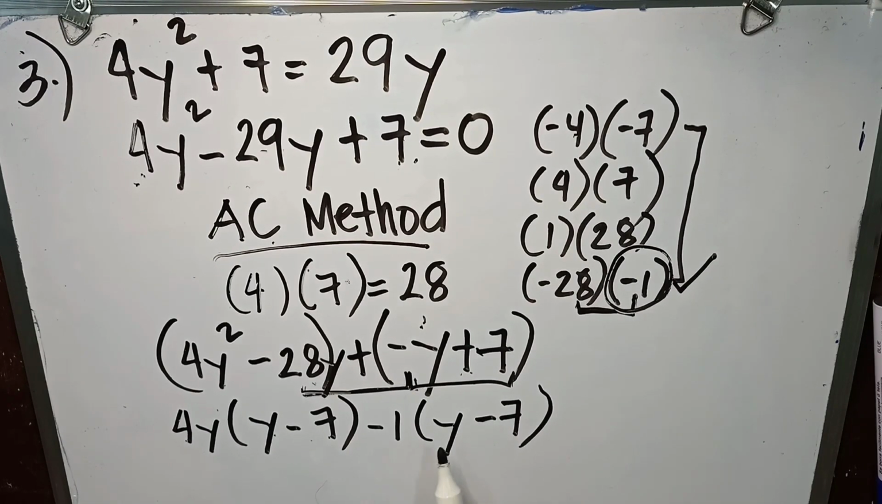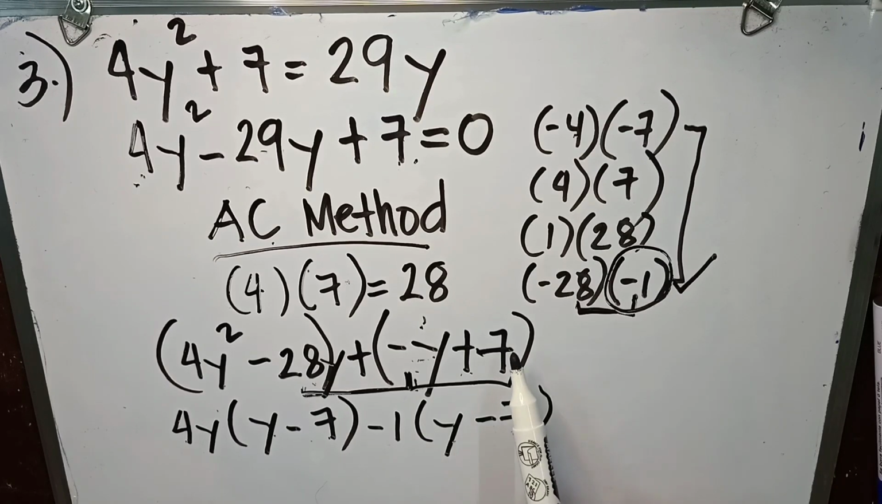Negative 1 times y, negative y. Understandable that this negative y has a numerical coefficient of 1. Minus 7. Why is it minus 7? If we multiply negative 1 times negative 7, the answer is positive 7. If we make it positive, negative 1 times positive 7, the answer is negative 7. So it is not negative 7 here. The answer is positive 7.